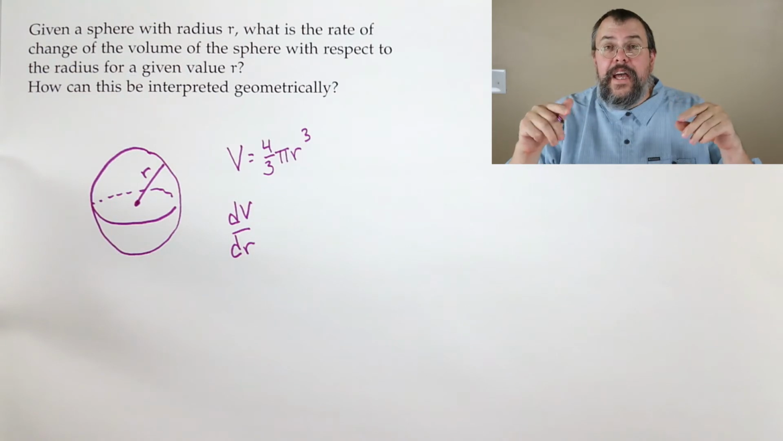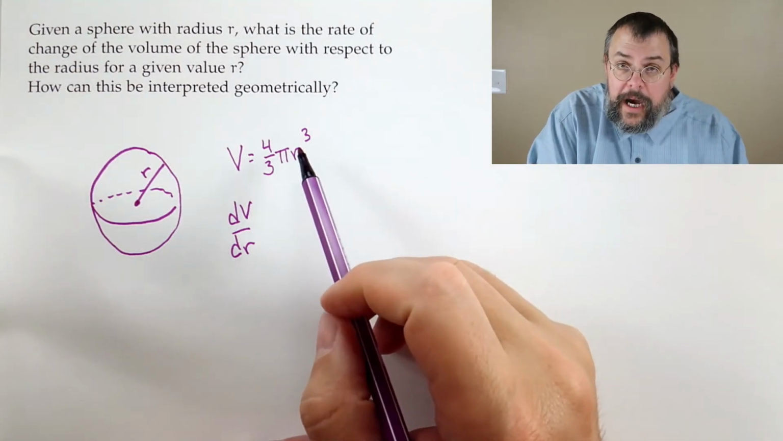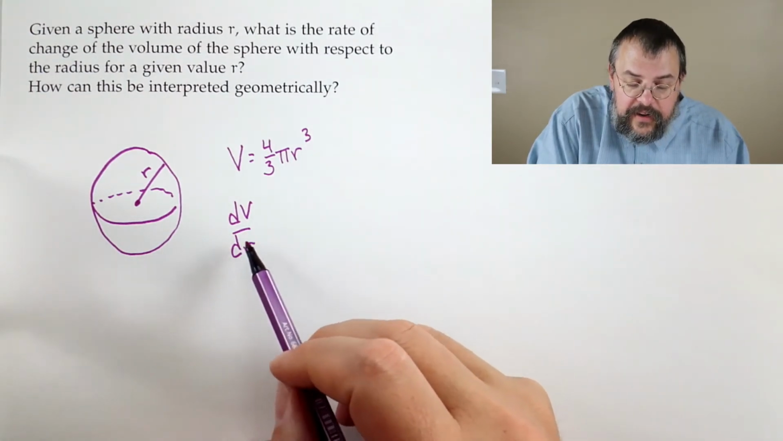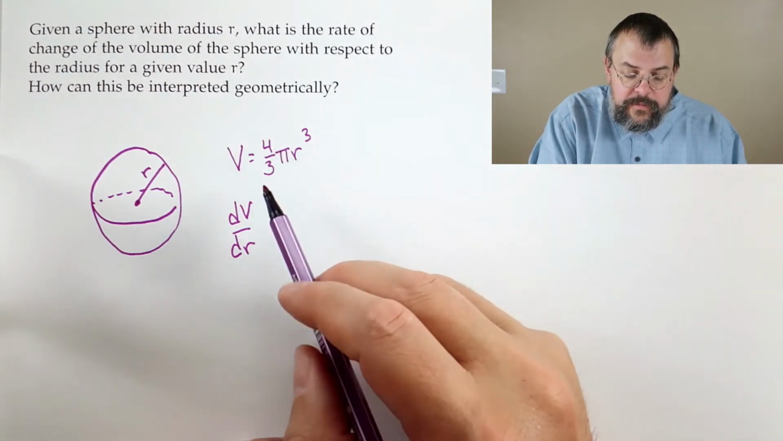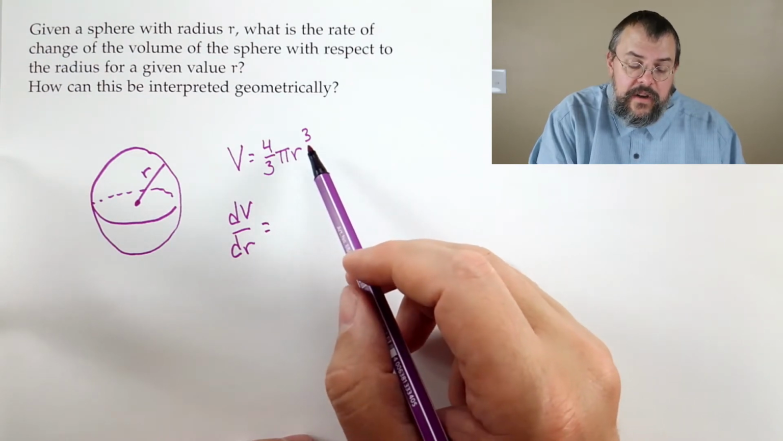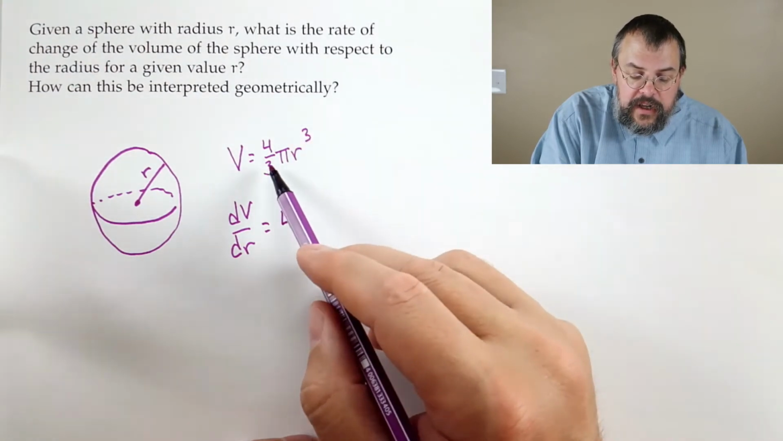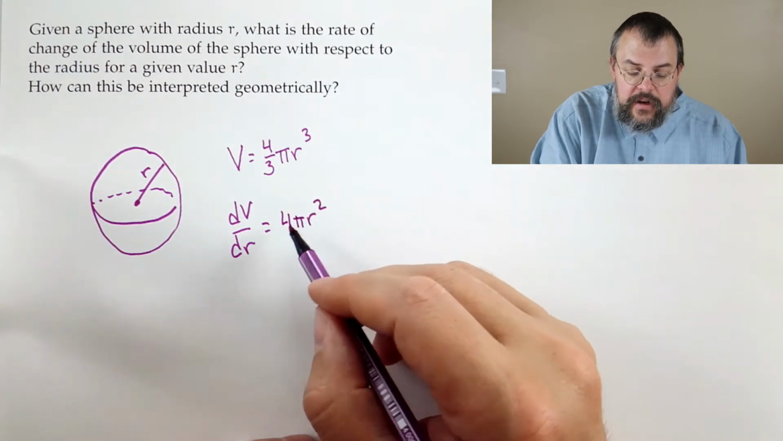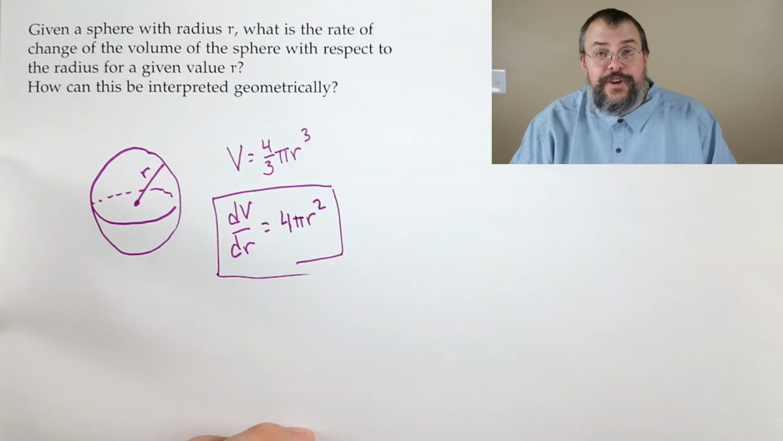Now, take the derivative. R is the variable. How do we know R is the variable? See this part downstairs? dr. That says r is what's changing, so r is the variable. 4/3 pi is a constant. Derivative of r cubed would be 3r squared. So you can bring the 3 down, and the 3 will cancel with the third, giving 4 pi r squared. Good. So that is the answer to the first question.